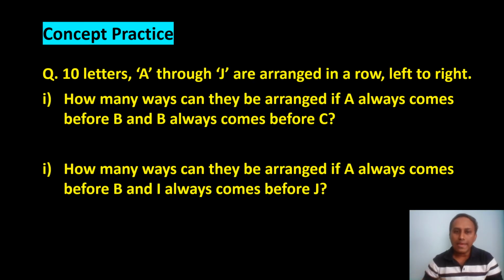Okay, let's take this example. 10 letters A through J are arranged in a row left to right. How many ways can they be arranged if A always comes before B and B always comes before C? Okay, let us first discuss question 1. So A has to be before B and B has to be before C.